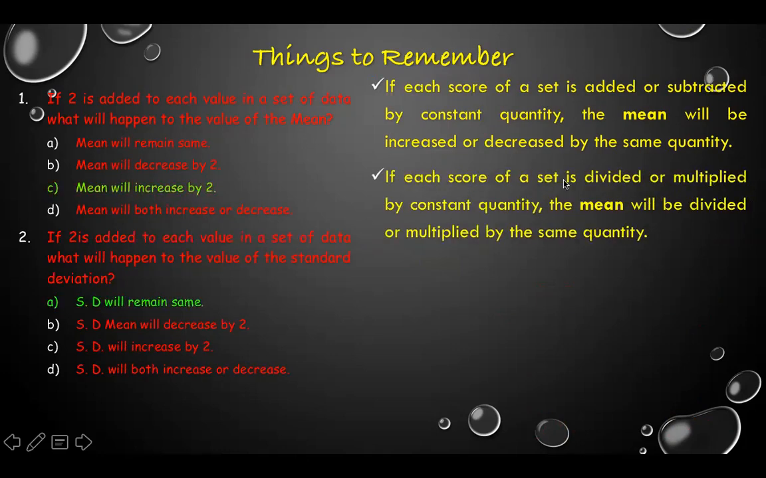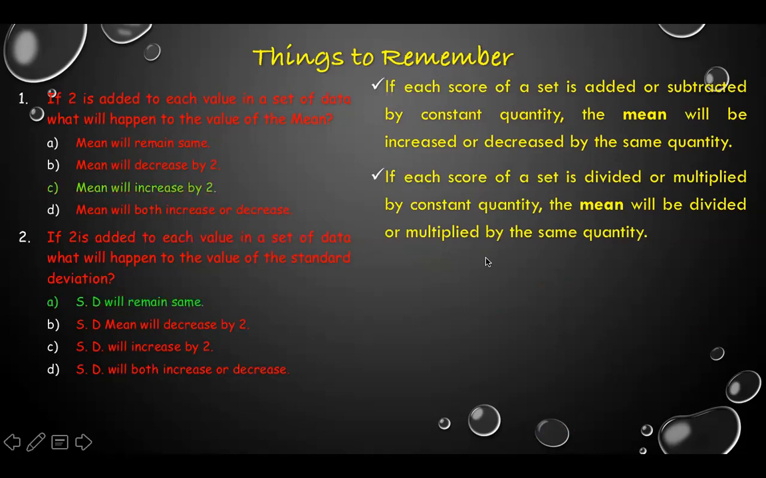Okay, then if each score of a set is divided or multiplied by any constant, then the mean will be divided or multiplied by the same constant. If 2 is divided into each observation, then the mean would also have been divided by that constant. Or if we multiply each observation by any constant, suppose x, then the mean will also be multiplied by the same constant x.